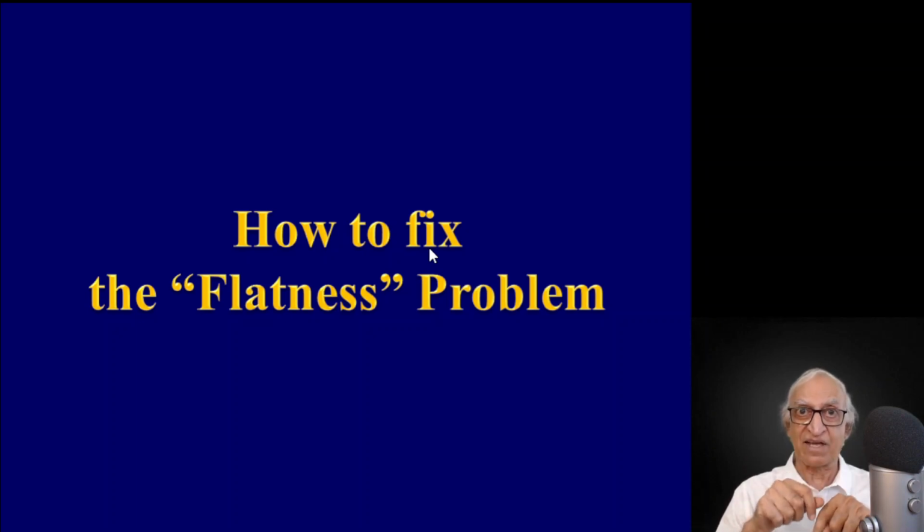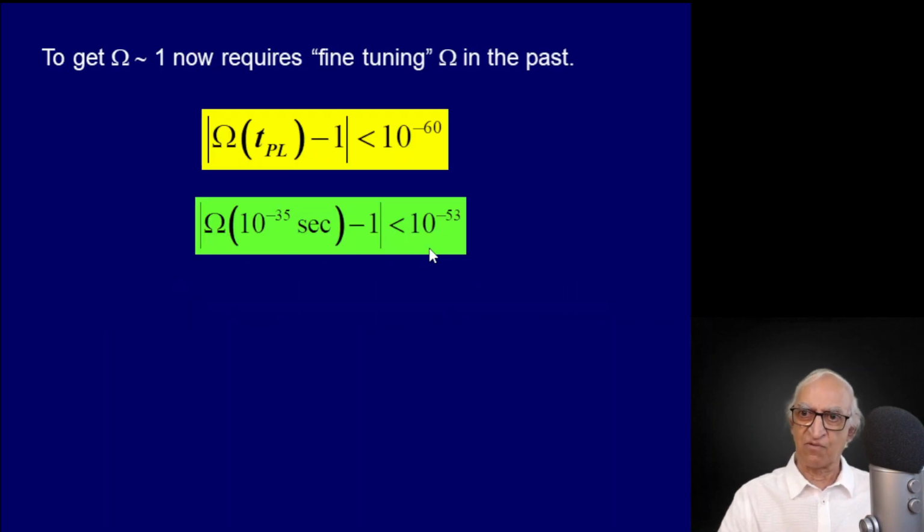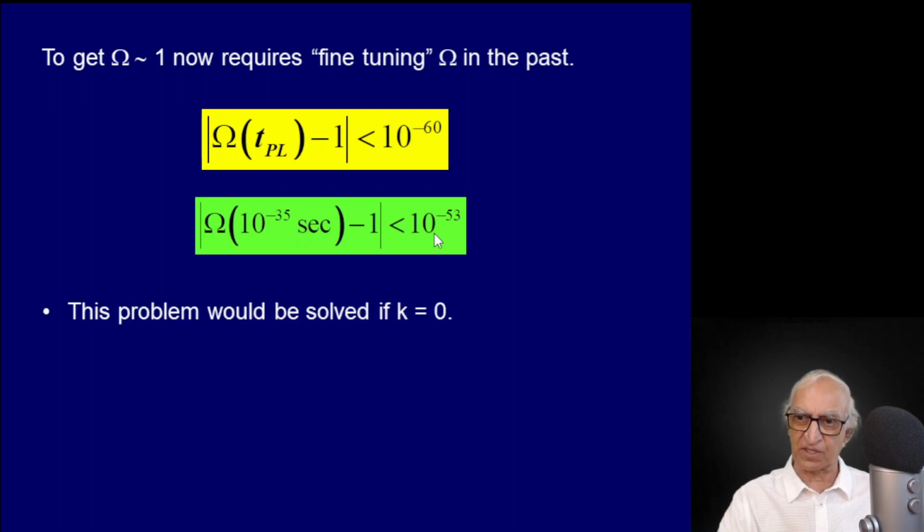If we could have that, then we can solve the horizon problem. How to fix the flatness problem? Well, to get omega equal to 1 now requires fine-tuning in the past. As I said, since omega is only 0.3 now, very close to 1, then in the Planck era, it must have been close to 1 part in 10 to the power minus 60, or omega minus 1 at that epoch must have been less than 10 to the power minus 53.